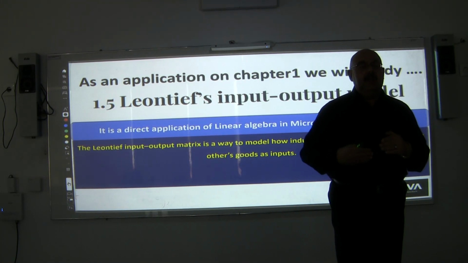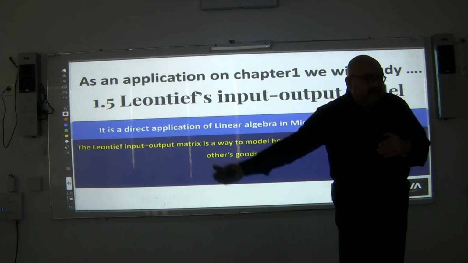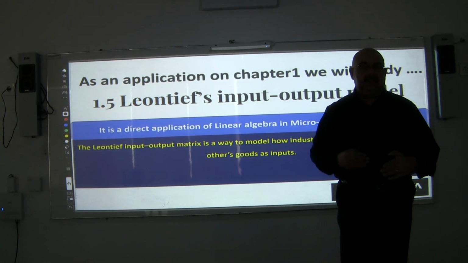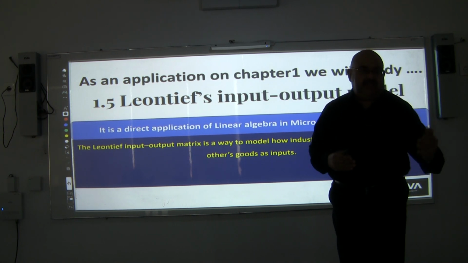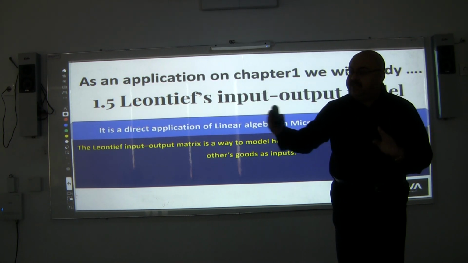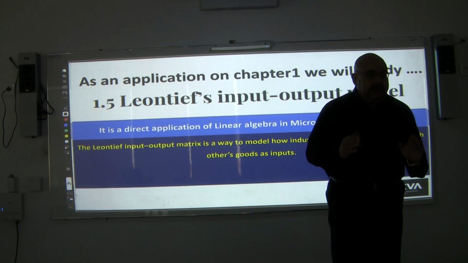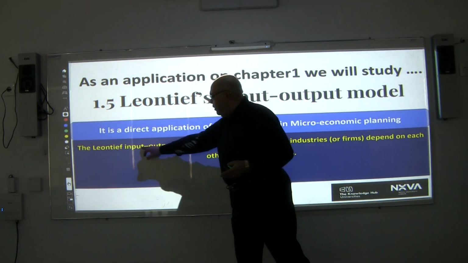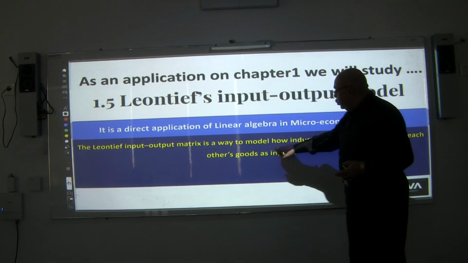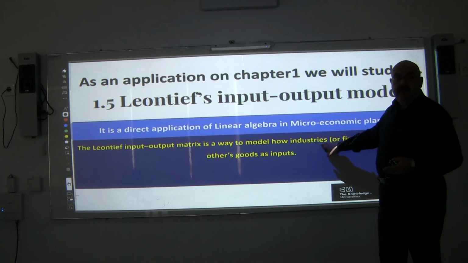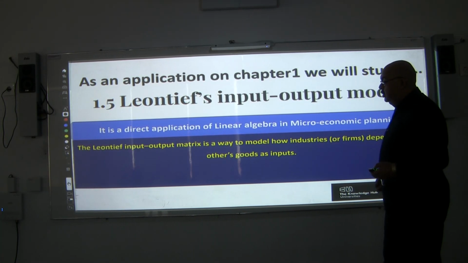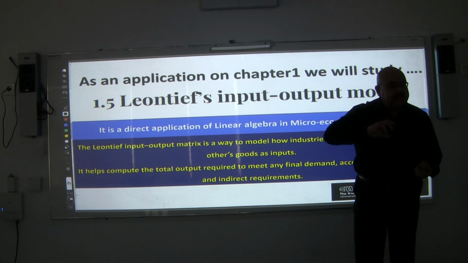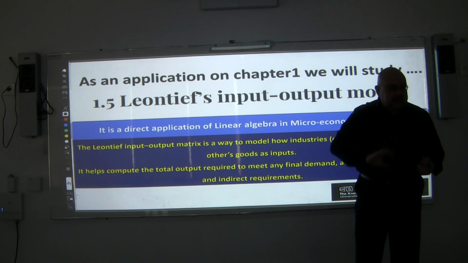The services means the people who work in agriculture and in manufacturing, or the other services between them, like transportation, movement, facilitation, logistics, whatever. So actually, these 3 sectors depend on each other in order to produce. So once more, the Leontief input-output matrix is a way to model how industries, or firms, depend on each other's goods as inputs. Each one of them will depend on the other's output as an input for this sector.